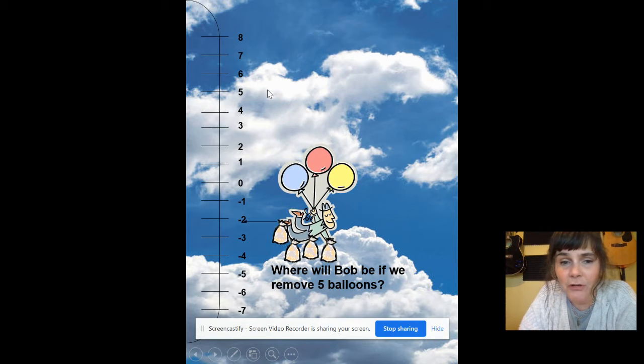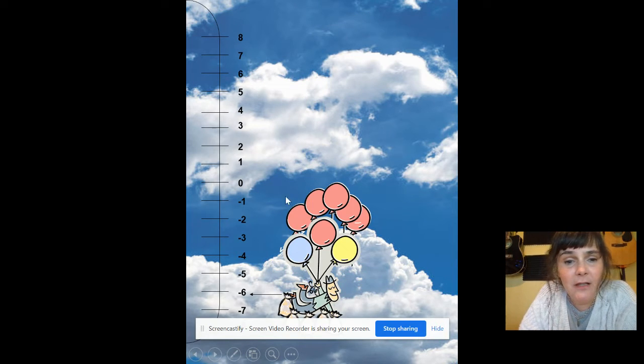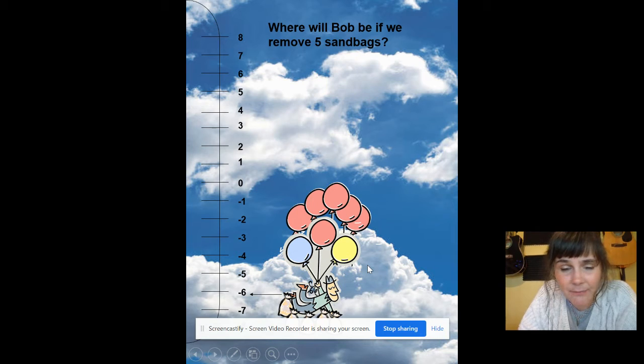And I bet some of you knew already we were going to end up on -2. 3 minus 5 is -2. Okay. We're starting on -6 this time, and we're going to take some sandbags away. We're going to take 5 sandbags away. Again, remember, we're on -6. Those sandbags are holding us down.